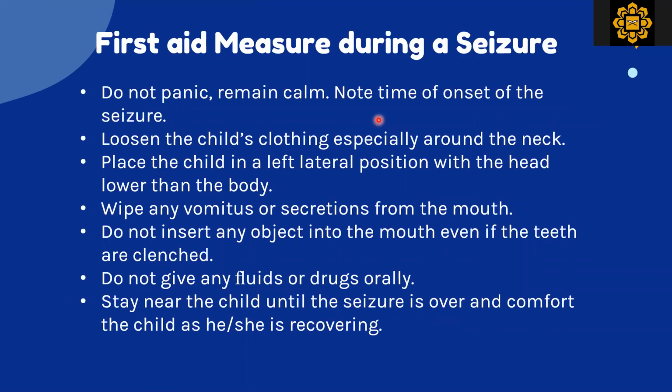So first aid, the parent needs to know: do not panic, remain calm, loosen the child's clothing, especially around the neck, place the child in the left lateral position, and wipe away any vomitus or secretion. This one is important because many of us don't know about this. Please do not insert any object into the mouth, even if the teeth are clenched. Some people tend to put something in the mouth, but it's wrong. Do not give any fluid or drug orally. Stay near the child until the seizure is over and comfort the child.